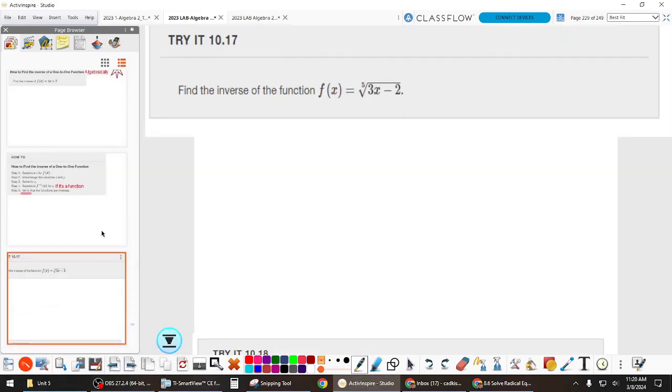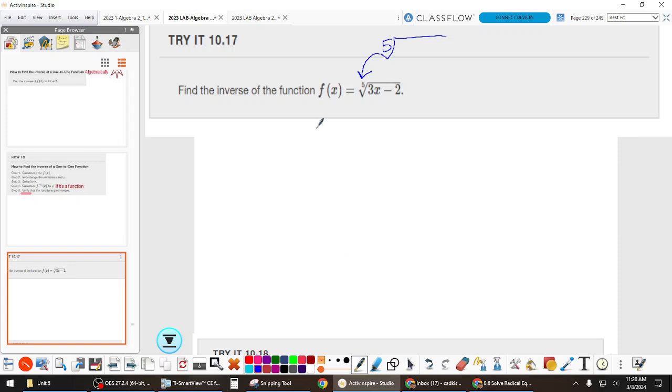Let's find the inverse. So, given a single function, let's find its inverse. Fifth root. I'll write it. This is a fifth root of 3x minus 2. Fifth root of 3x minus 2. Okay, let's just follow those steps.